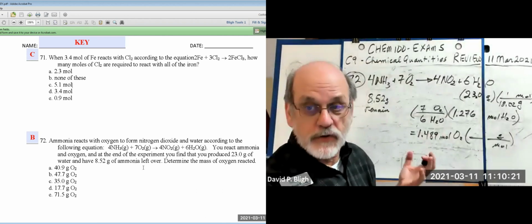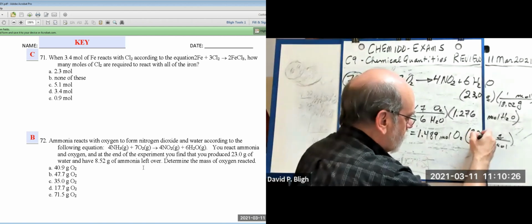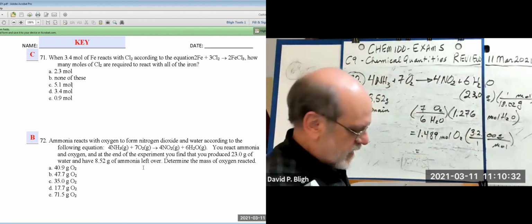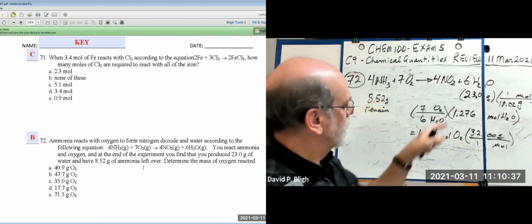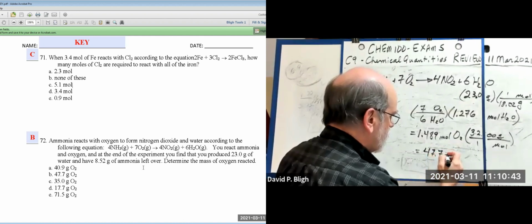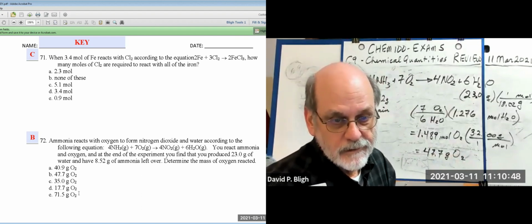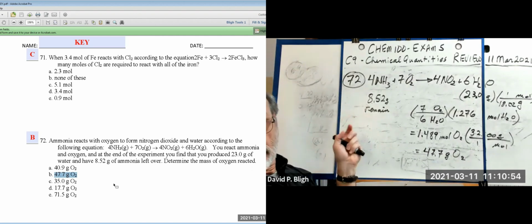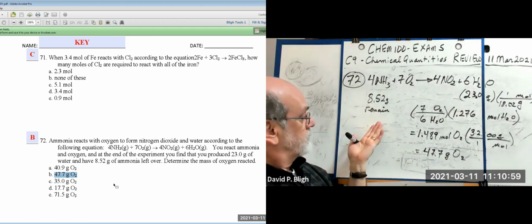So for oxygen, O2, it's 2 times 16, 32. So 32 times that number is 47.7 grams of O2. There it is right there. We didn't even need to know this, not to answer that question. A different question, yeah, maybe you did need it.